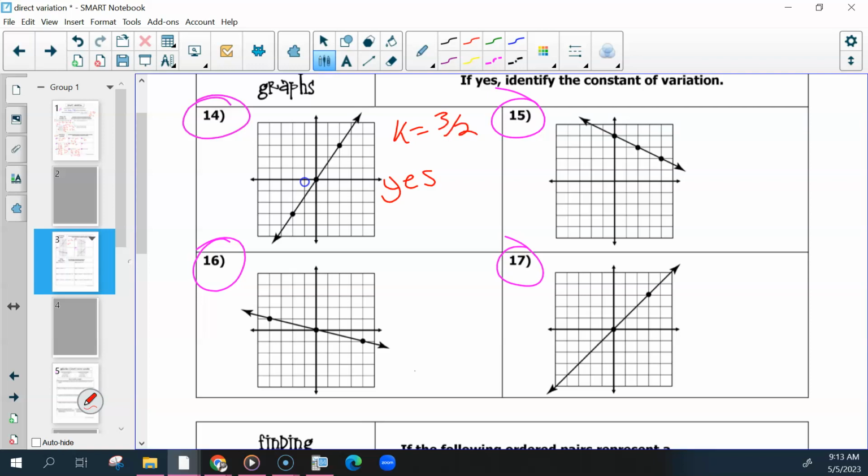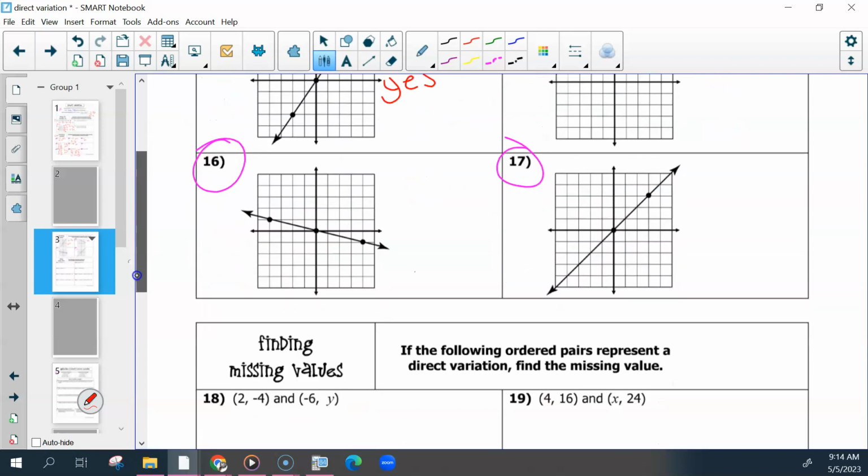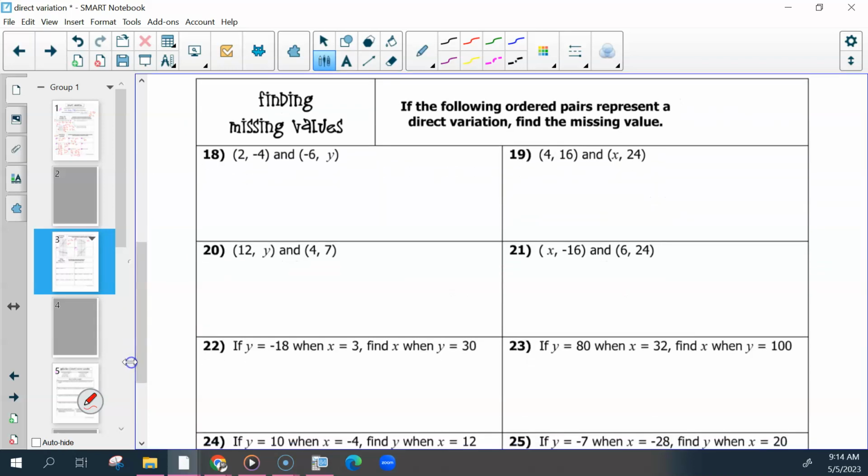What about 15? Is that direct? No. It is a line. The constant is the same, but it doesn't go through the origin. So keep that in mind when you're asked about these problems. I know we're moving fast. Do we have any questions so far? We're going to skip these and go on to the next section.